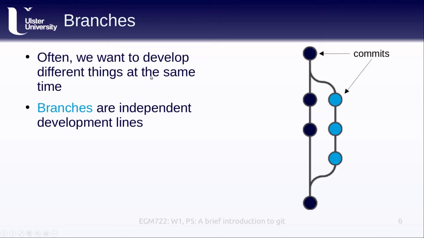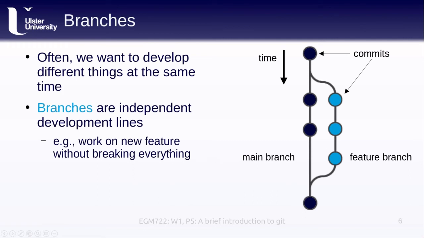If we look at a graph representation of the history of our project, each of the different nodes is a commit, and time goes down this way, starting from the very earliest commit, at least in this snapshot that we're looking at, moving to the latest commit.